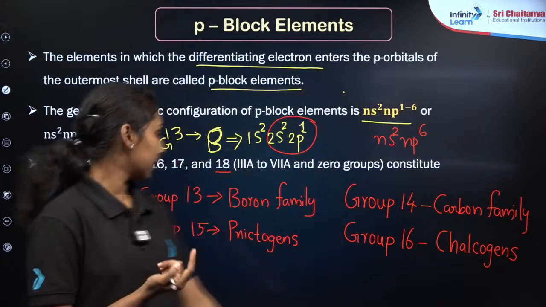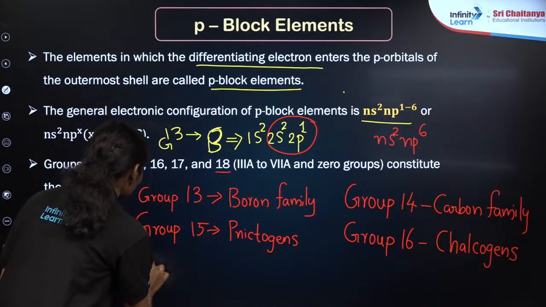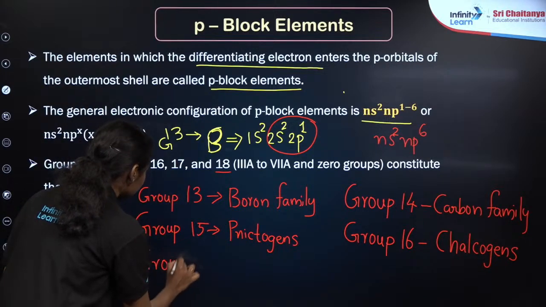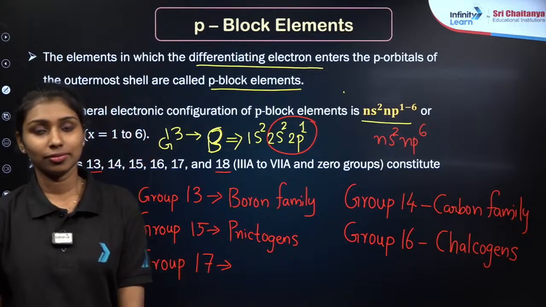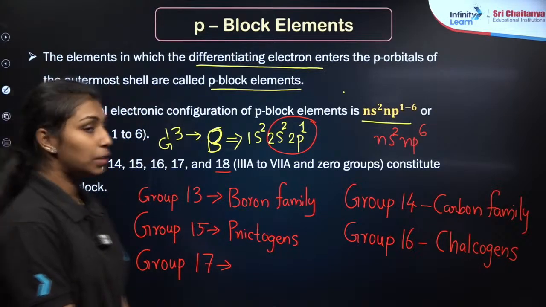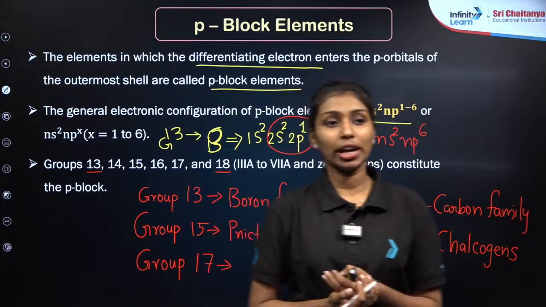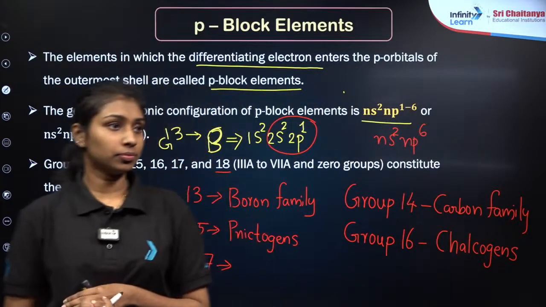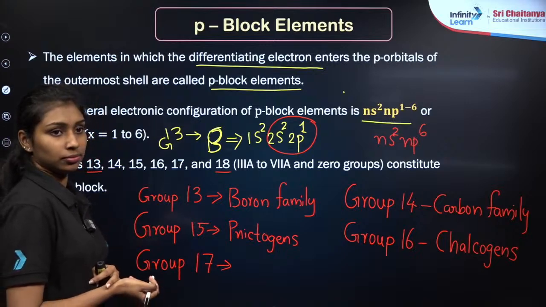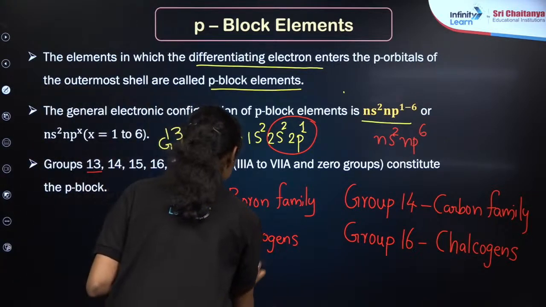Then what about group 17? It has a common name, right? Group 17. Anyone? What is the common name for group 17 elements, including fluorine, chlorine, bromine, iodine? Halogens, right?